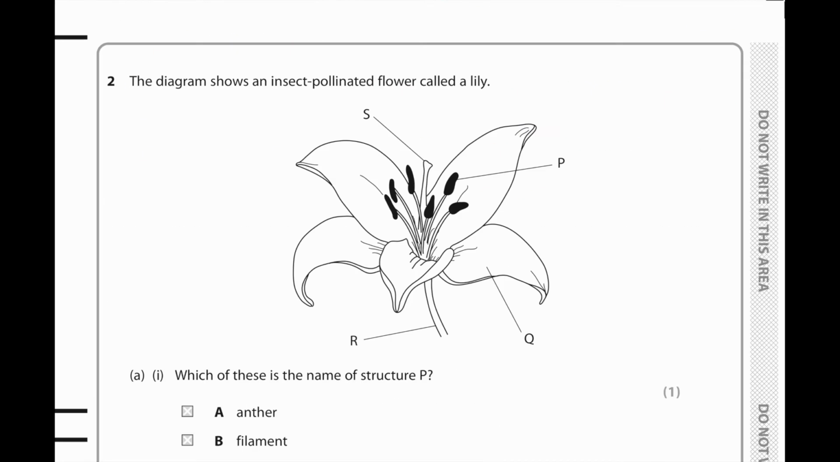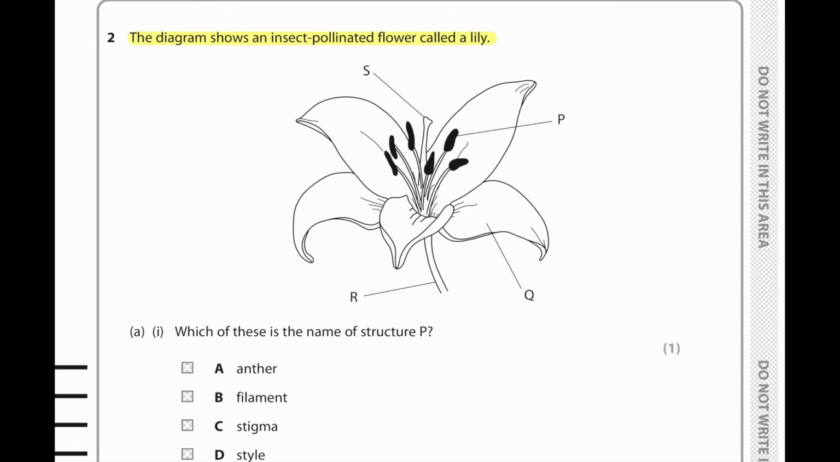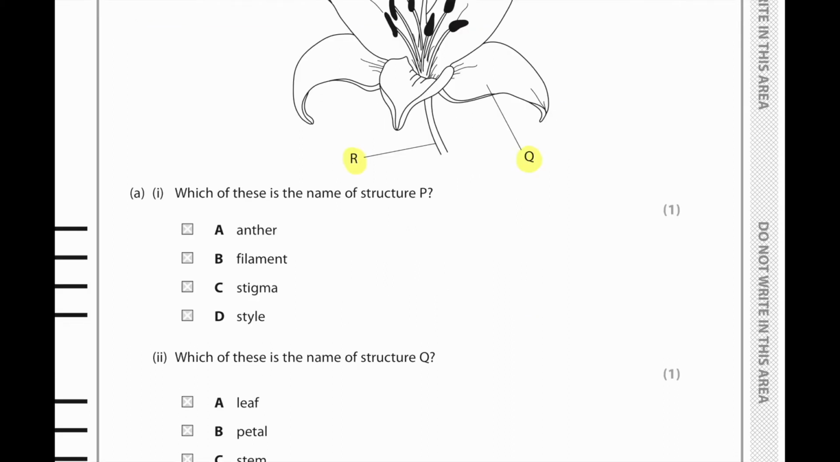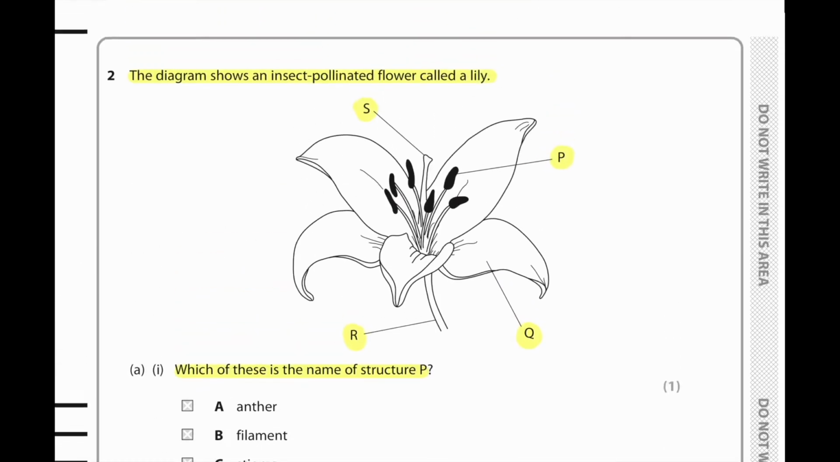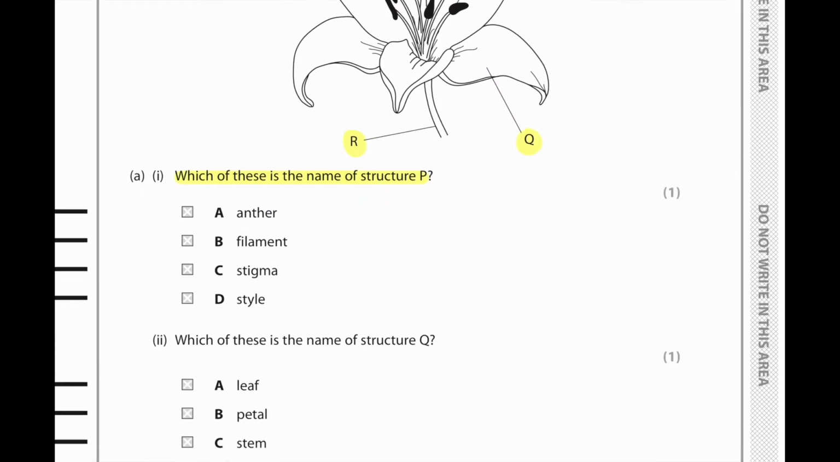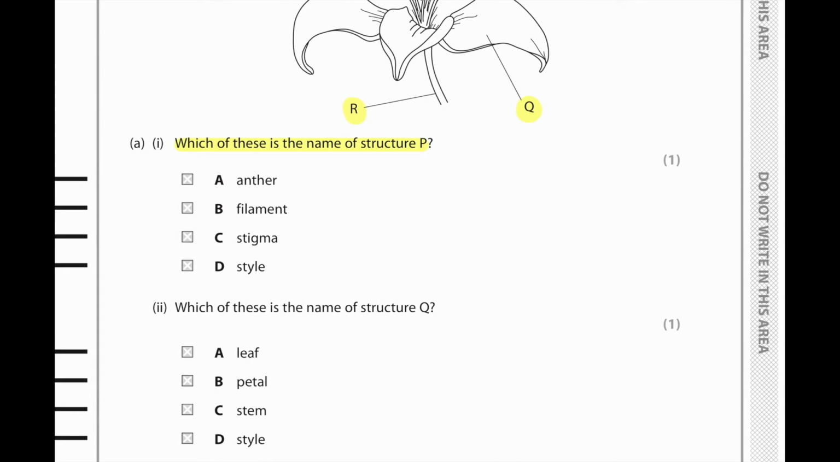Question number 2. The diagram shows an insect pollinated flower called a lily. We can see the stigma, the anther, the petal, and the stem which is holding the flower. Now the question says, which of these is the name of the structure P? So structure P is definitely the anther because it holds the pollen.